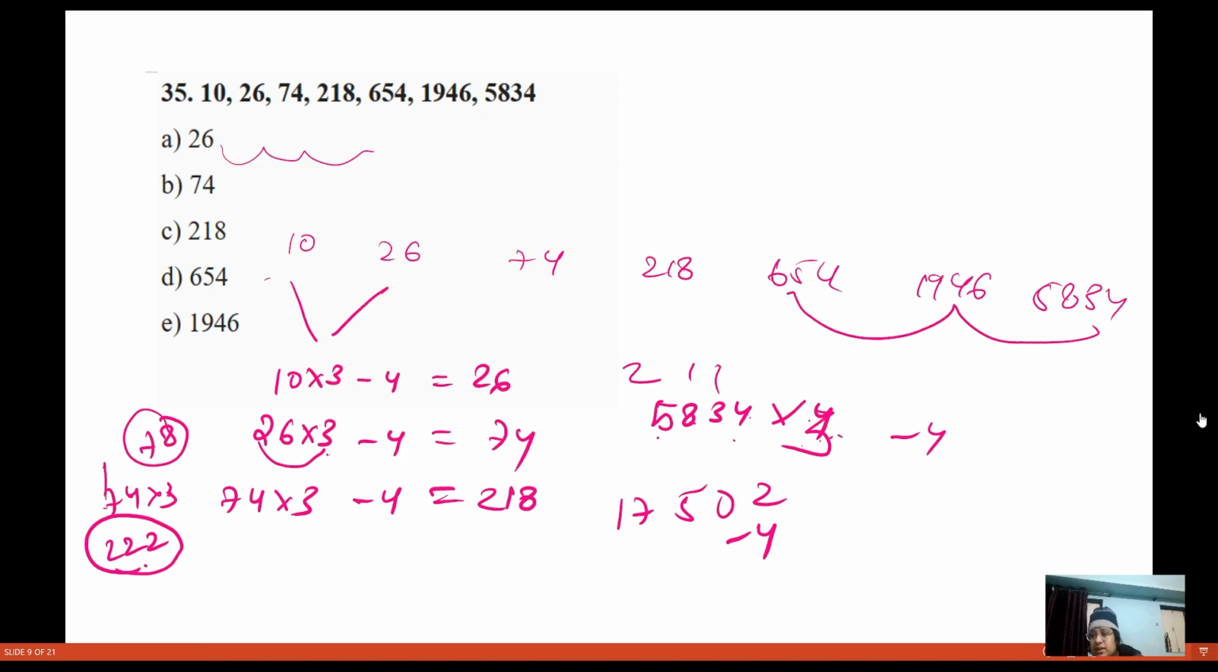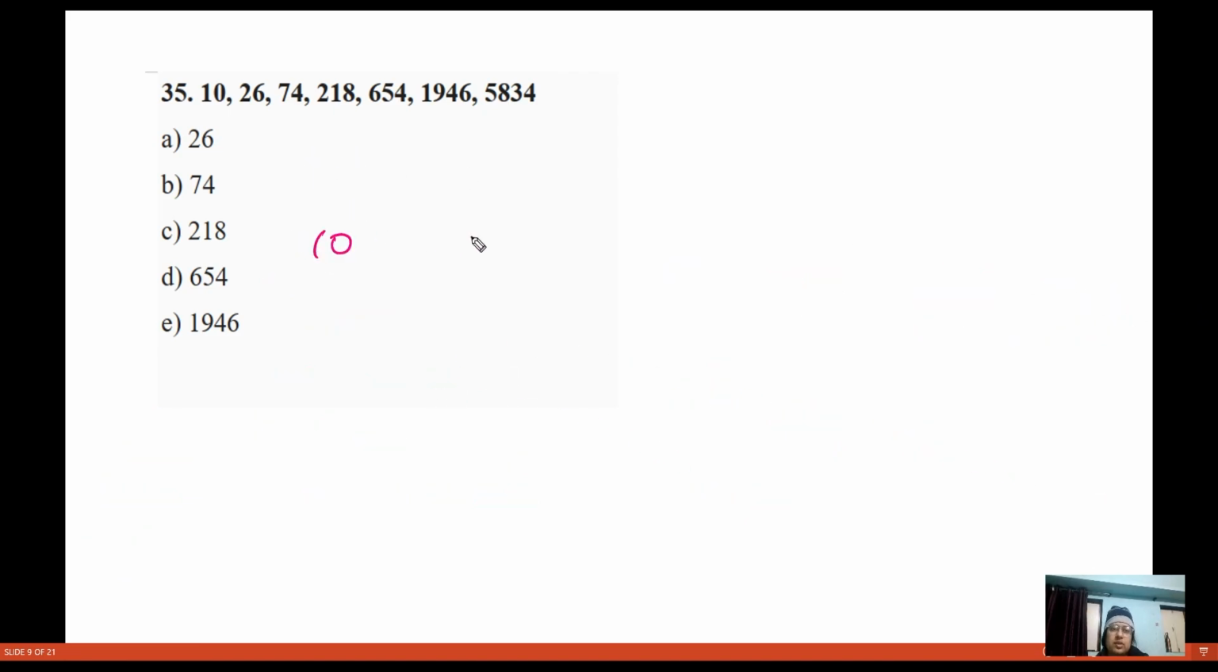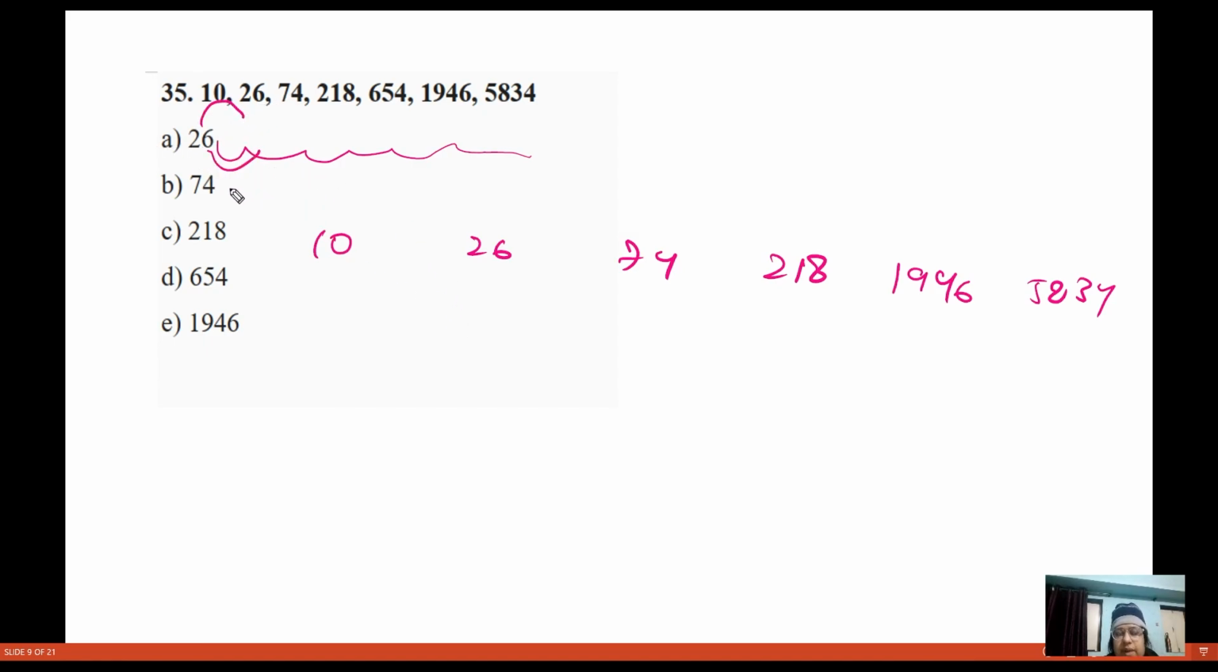Okay, we have to find the wrong term here. Guys, look at this question. We have 10, 26, 74, 218, 1946, and 5834. Now remember, in the earlier question, it was only given that we have to find the wrong term in the series. Now see, what is the series showing us? It is almost becoming 3 times here, because 3 times 10 is 30, and 30 minus 4 is 26. And this is also becoming 3 times, because 26 into 3 is 78, and 78 minus 4 is 74. So here only we get our logic.